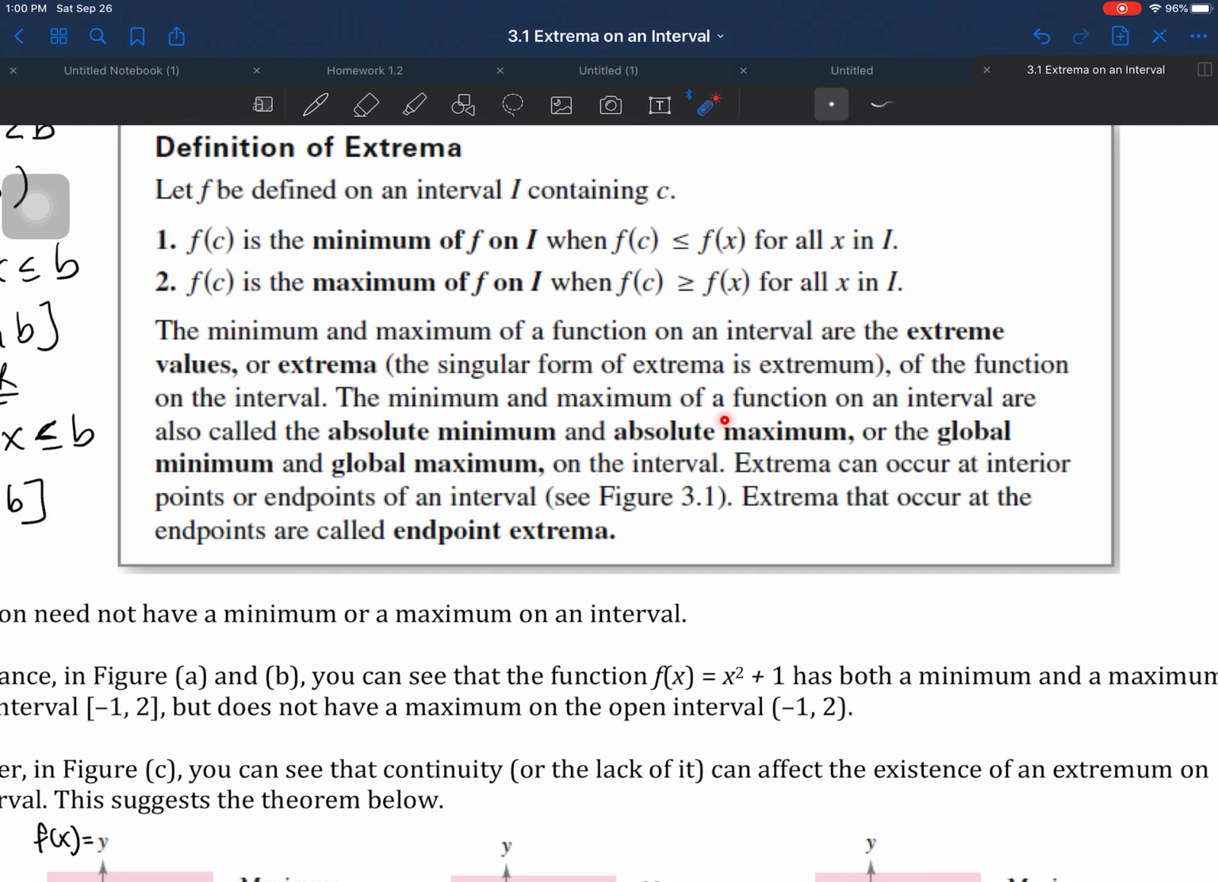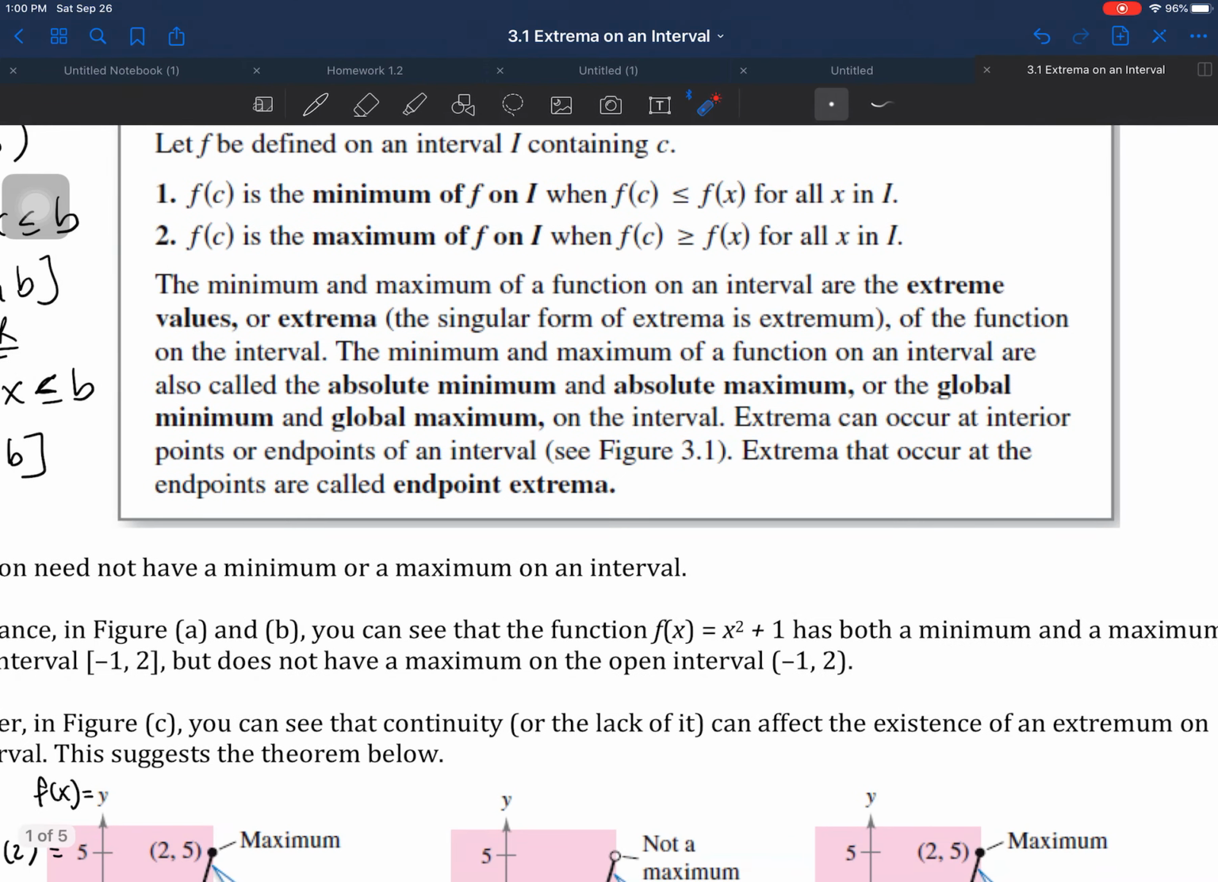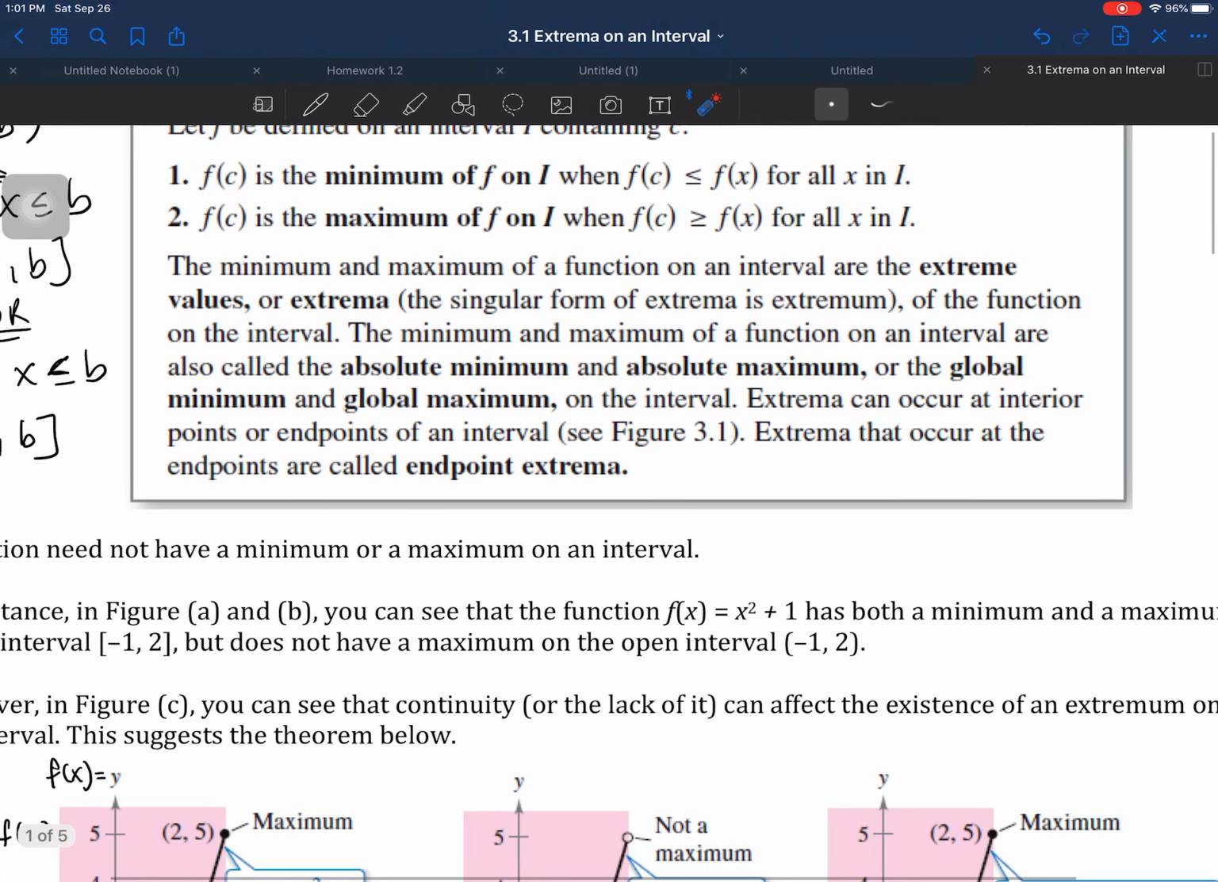The minimum and maximum of a function on an interval are also called absolute minimum and absolute maximum. Absolute, right? There's nothing beyond that. Or we consider them as global minimum or global maximum on an interval. So those are terms that we use for absolute max, absolute min. I will refer to them most of the time as absolute max, absolute min. Once in a while, you will also see them as extreme. Global is not as common, but that's another way we can refer to them.